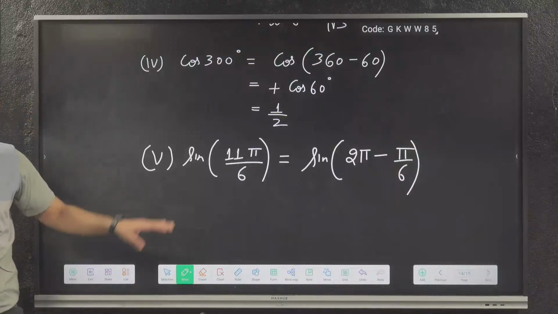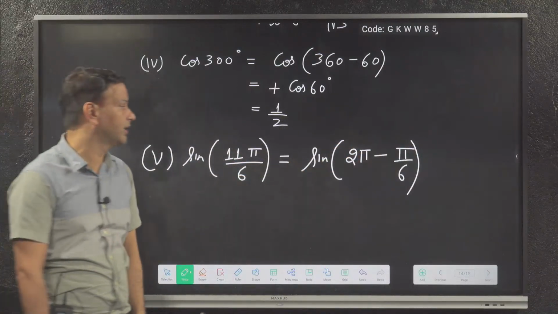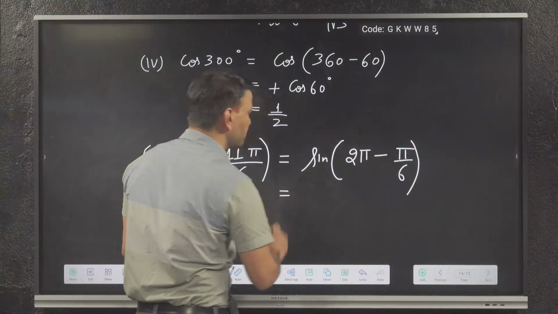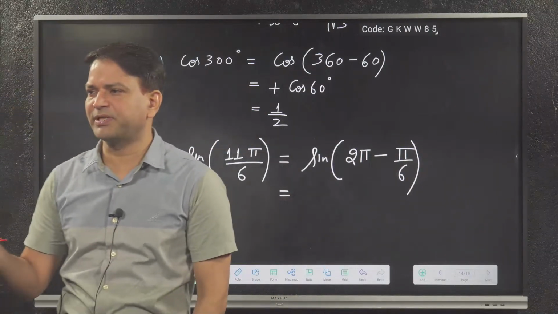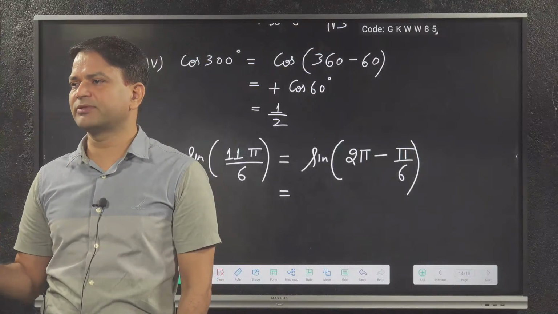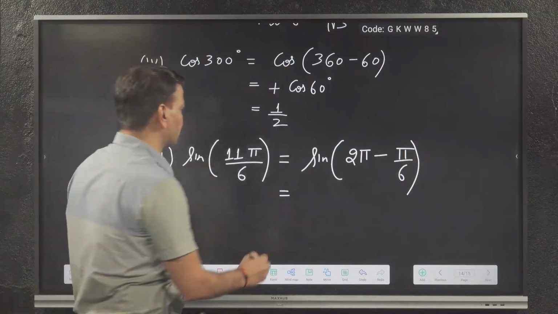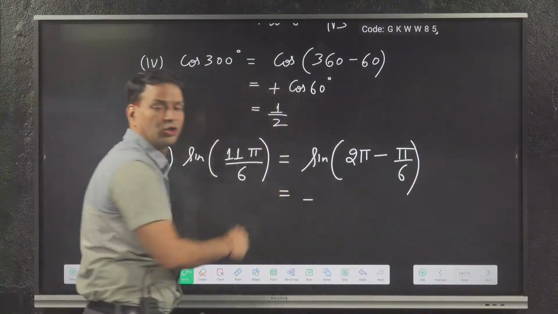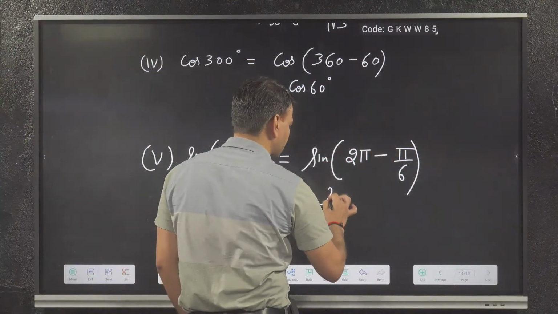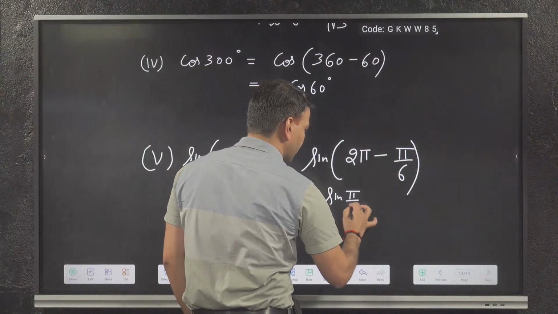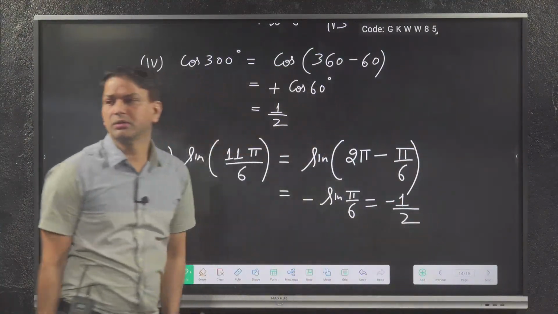So 11 pi by 6, I write sine of 2 pi minus pi by 6. Now 2 pi means 360. 2 pi minus means fourth quadrant. In the fourth quadrant sine is negative, so first we put the minus sign. Now there is no role of 2 pi. Directly we decide sine pi by 6. So minus sine pi by 6, that is equal to minus 1 by 2.